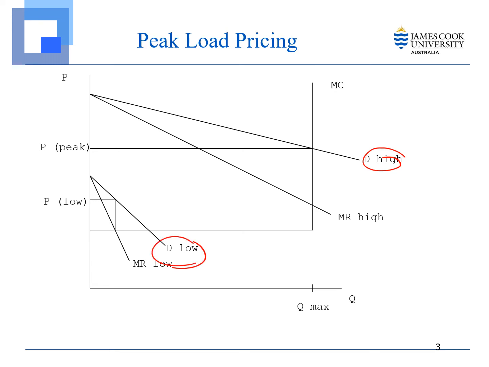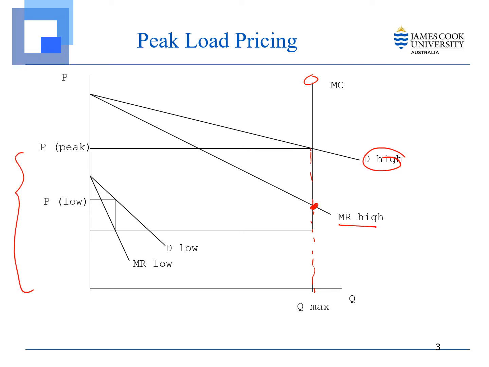Okay, for the peak times, from the demand curve, we work out the marginal revenue, which is twice as steep as the demand curve. Using MR equal to MC, now this is MR, this is MC, so the intersection point is this, which means producing the maximum quantity. To set the price, go from quantity up to the demand curve and read out the price.